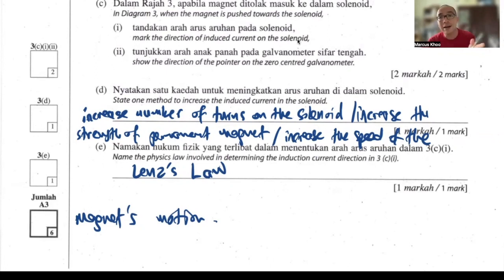In a gist, the actual law is very wordy. But basically, Faraday's law is how to make the current bigger, and Lenz's law is how to determine the direction of the current. That's what we use these two laws for.